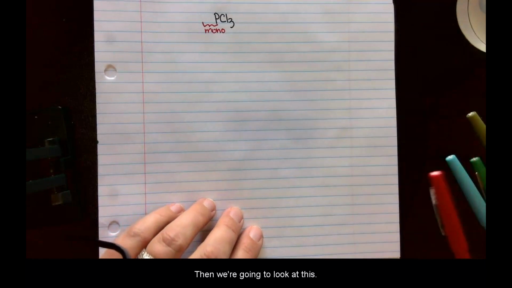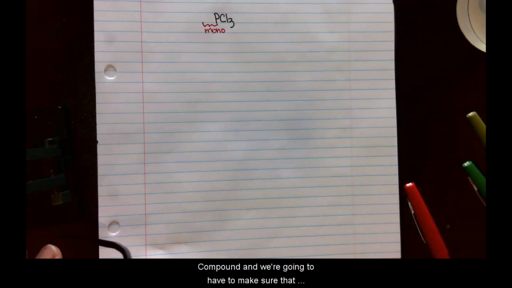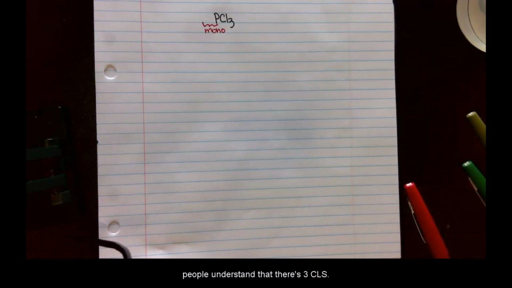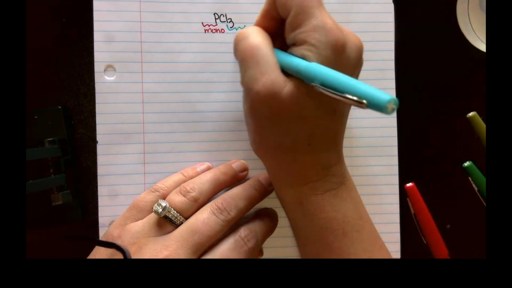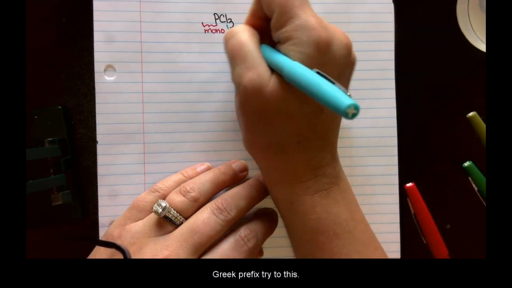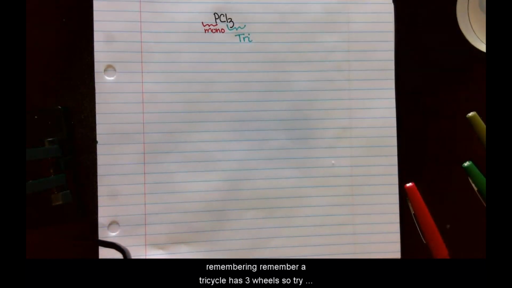And then we're going to look at the Cl. Cl has a 3 attached to it. That 3 means there are 3 Cl's in this compound, and we're going to have to make sure that people understand that there's 3 Cl's. So we're going to go ahead and add the Greek prefix tri to this. Tri meaning 3. And if you have a hard time remembering, a tricycle has 3 wheels. So tri has 3 items.